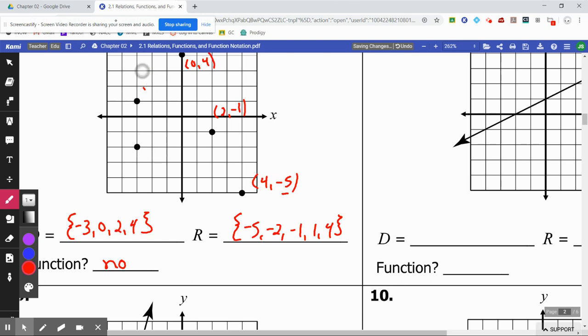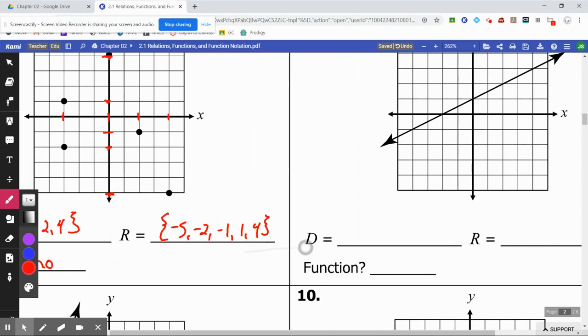Now, the other way that you could have done your domain and range there, instead of listing out all the points, you can just look for what x values you have points. You have points for this x value, for this x value, for this x value, and for this x value, which would again be -3, 0, 2, and 4. Then you have points for which y values. For this y value, again, the y is your vertical axis. So for this one, this one, this one, this one, and this one, which would be again -5, -2, -1, 1, and 4 would be your y values.